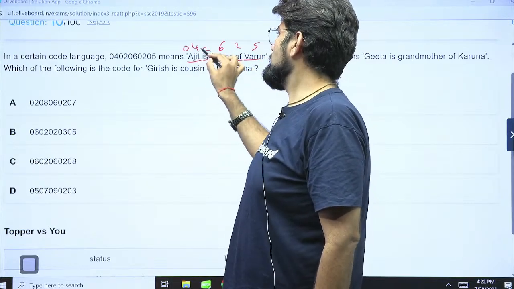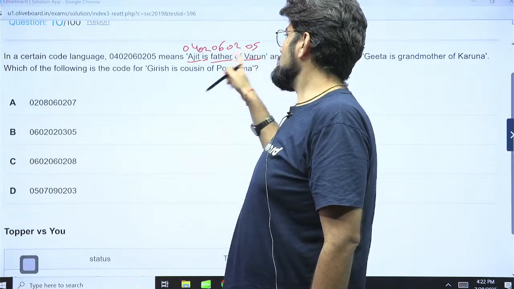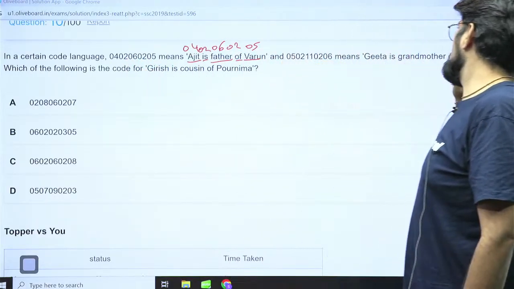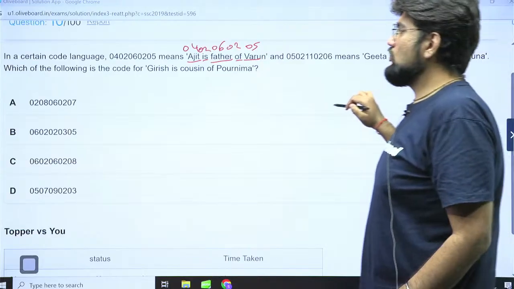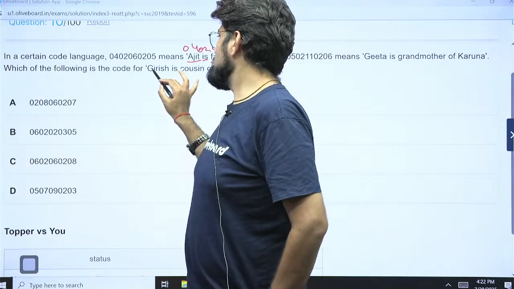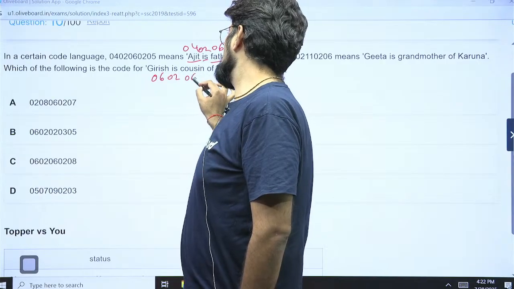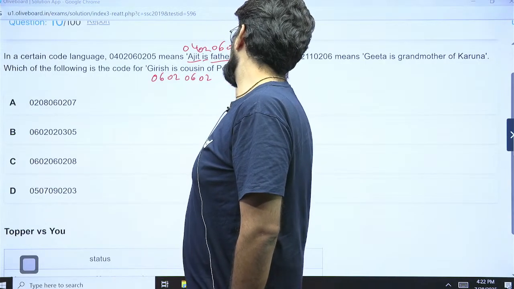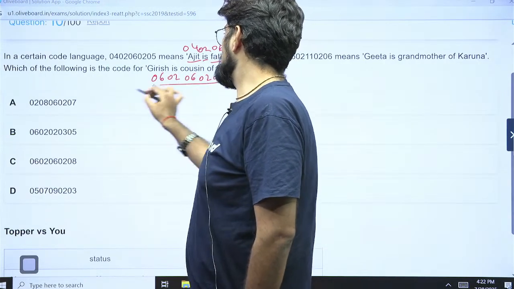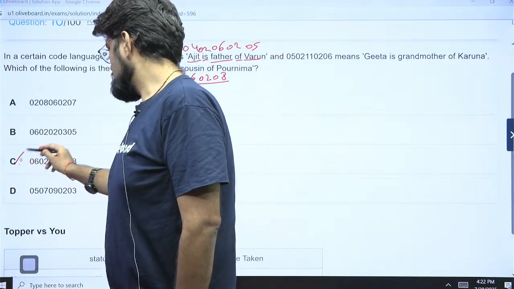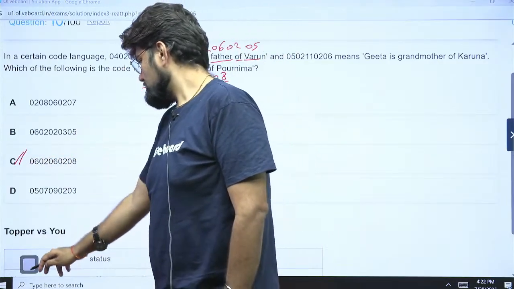Just put 0 in front of them. Single digit, you put a 0. So 04, 02, 06, 02, 05. Done? This is the code for Geeta as grandmother of Karuna. What is the code for Girish is cousin of Purnima? So Girish is 336, so 06, 02, 336, 06, 02, 336 to 808. 0602, 0602. Option C is the right answer. Okay, pretty easy.